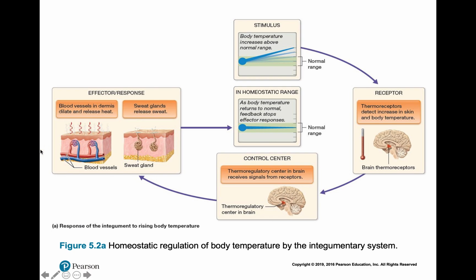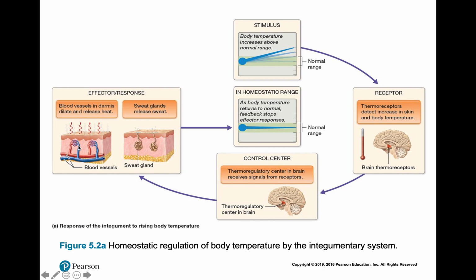Now, the other effector would be the blood vessels of the dermis, and the response is to dilate these blood vessels. Dilation of the blood vessels means that the diameter gets larger, a wider diameter. They get wider, meaning more blood will pool in these blood vessels, and as they dilate, they get closer to the surface of the skin, and that allows for heat in the blood to radiate off and cool the body that way. Okay, so this is a way of using radiation to cool.